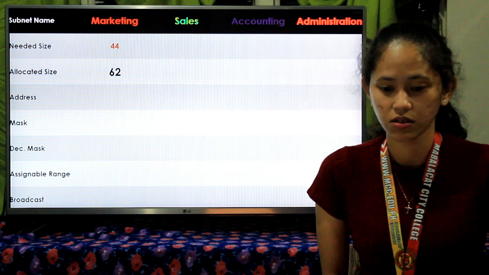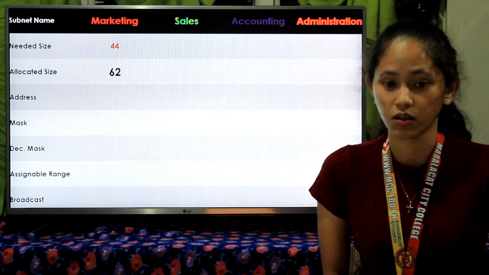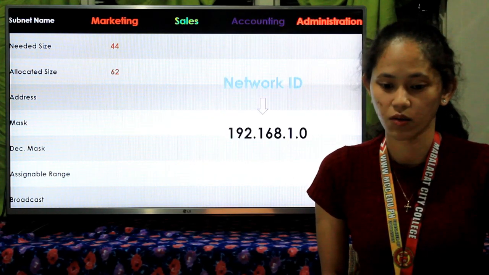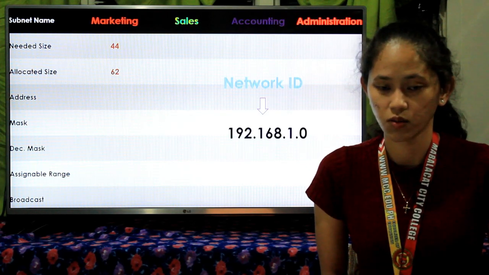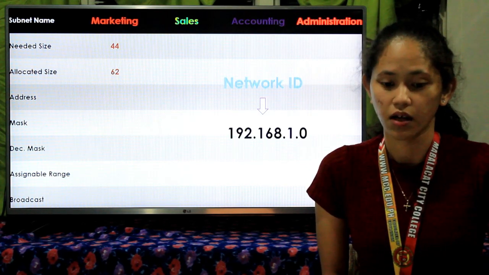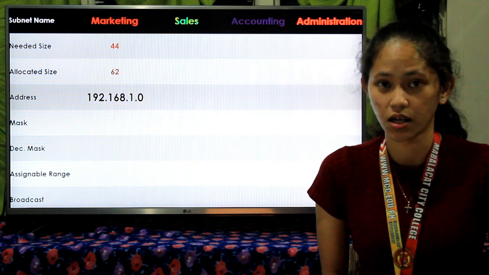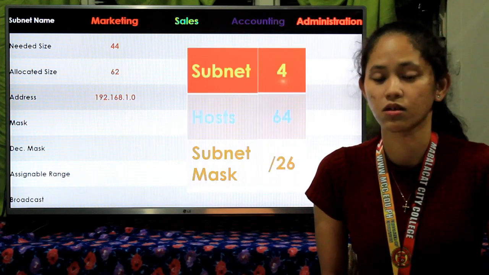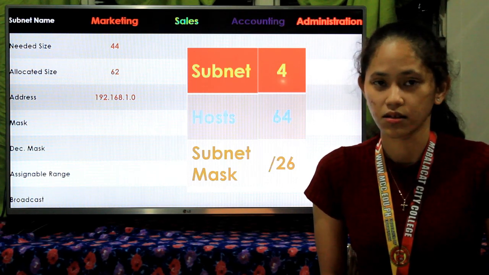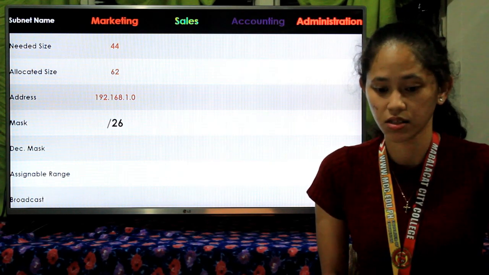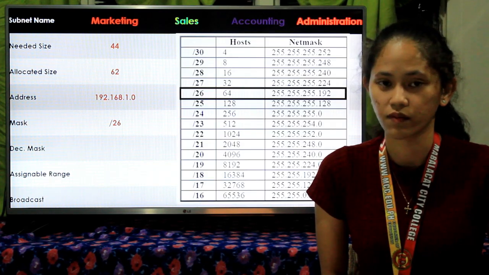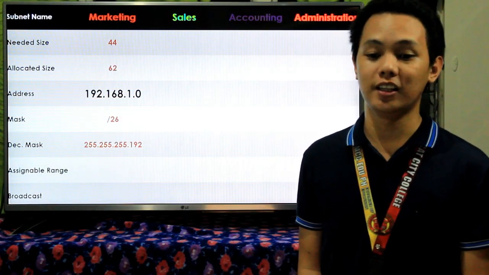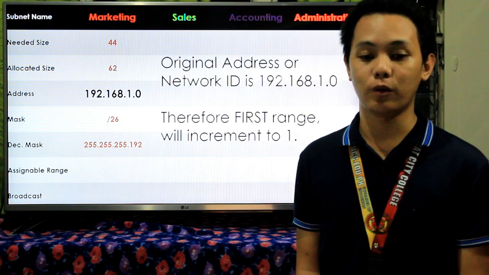Why 62 usable and not 64? Because two addresses will be used for the network ID or address and for the broadcast ID. For the address, the first network ID is always the original network ID, which is 192.168.1.0. Then the address will be 192.168.1.0. Looking at the table, the 64 hosts correspond to the 26 new subnet mask. Then the decimal mask or netmask for the 26 subnet is 255.255.255.192.